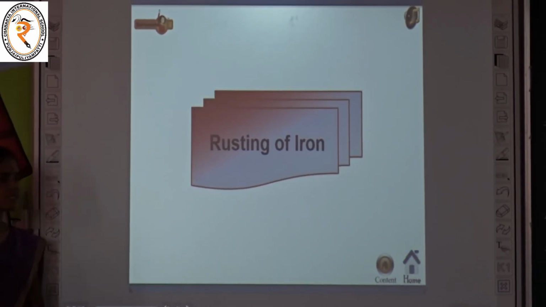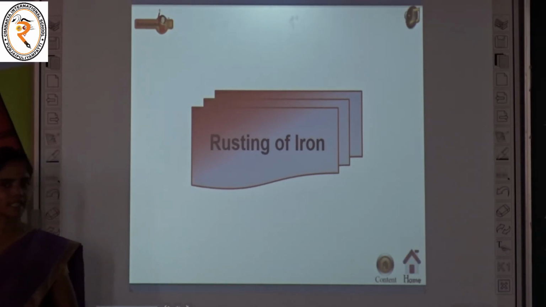The next topic is rusting of iron. What is called rusting of iron? Did you see, children, during rainy days, iron kept in an open space changes its color to reddish brown. Did you see the changes? That is called rusting of iron.